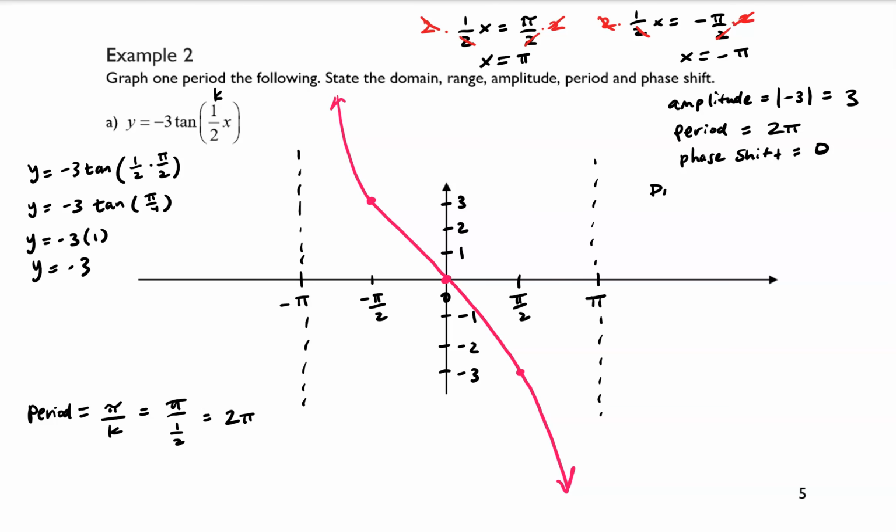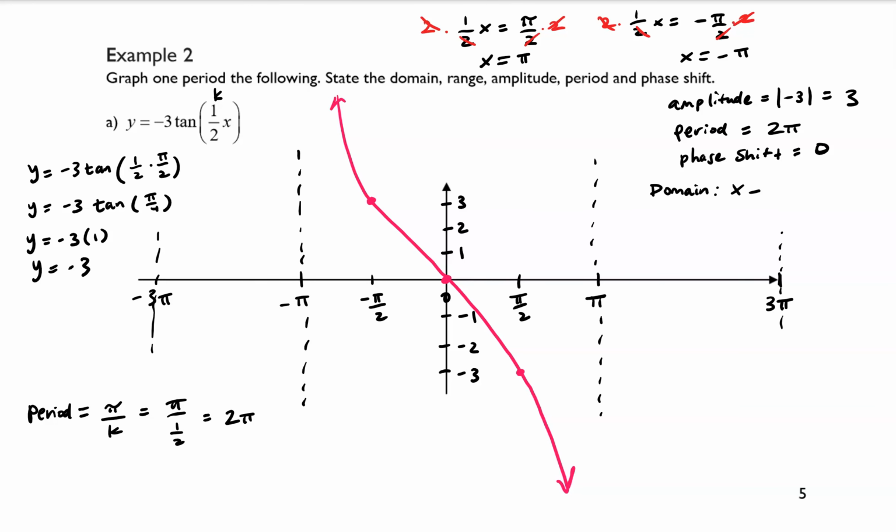And then for the domain, since our period is 2 pi, the next vertical asymptote would be at 3 pi, and then the one over on the negative side would be -3 pi. So basically, we cannot have odd integer multiples of pi.